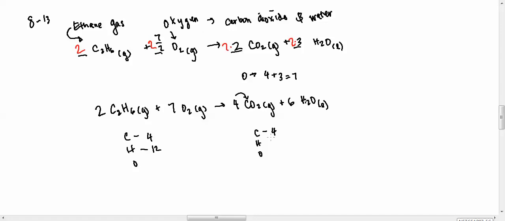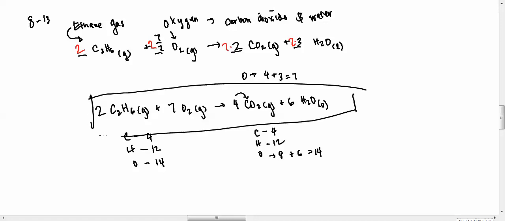So as far as hydrogens go, on the left side we have 12. On the right side, I think it's pretty obvious we have 12 because we have 6 times 2. Now, as far as the oxygens go, there are 14 on the left because there's 7 times O2. On the right side, there's 4 times 2, which is 8, and then I have another 6. 8 plus 6 is 14. Awesome! This, my friends, looks like it is the balanced equation.